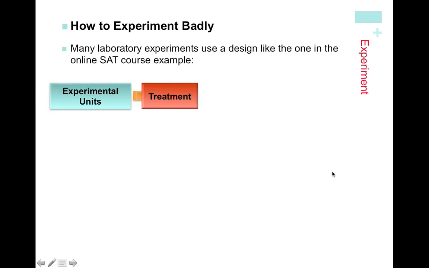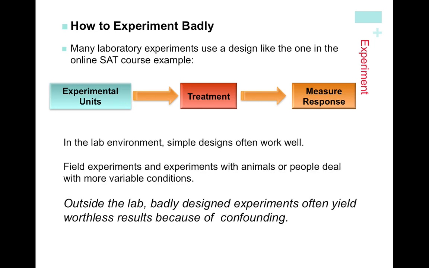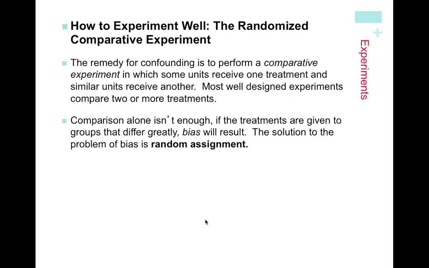So in this example, they just had the experimental units getting the treatment, and then measuring the response. There was no control group here. So most of the time we try to make a better experiment with a control group. What we try to do is perform a comparative experiment. So some units receive one treatment and similar units receive another. Most well-designed experiments compare two or more treatments.